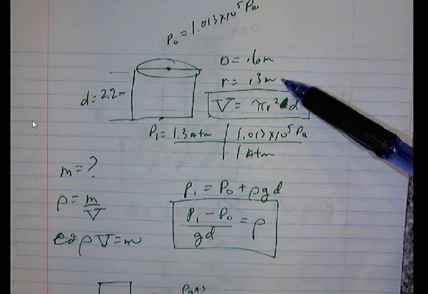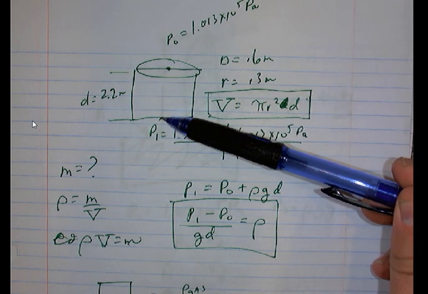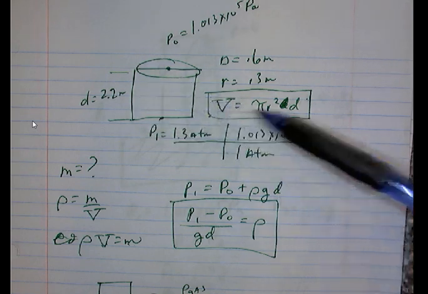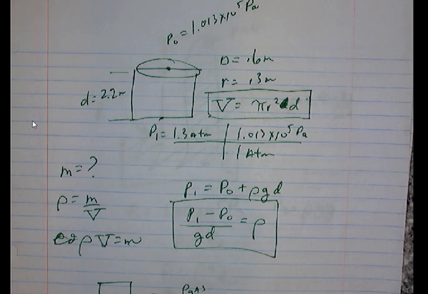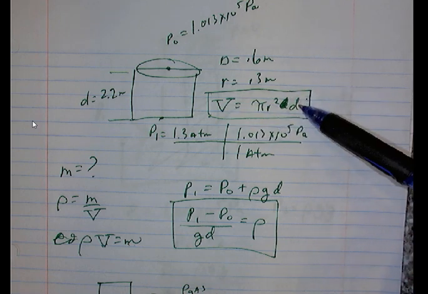The reason I'm doing this is if I know the pressure at the top and the pressure at the bottom and the depth here, I could figure out the density of this fluid. And then once I know the density of the fluid, I can figure out the mass because I can calculate the volume. So the volume is pi r squared times d.